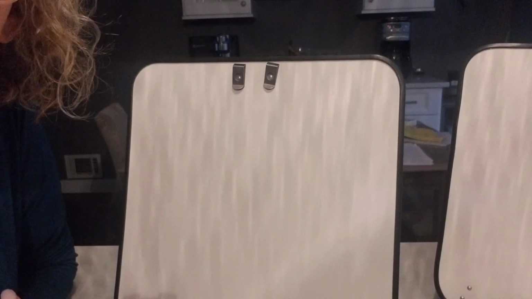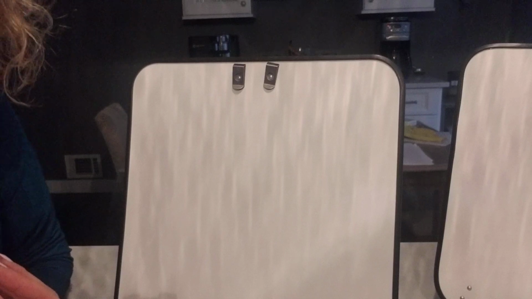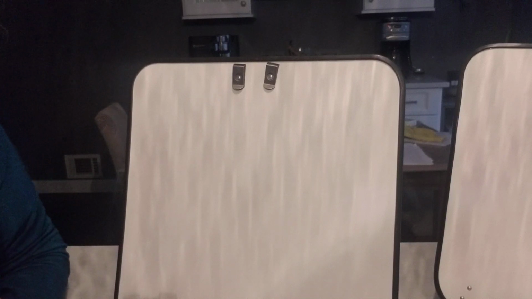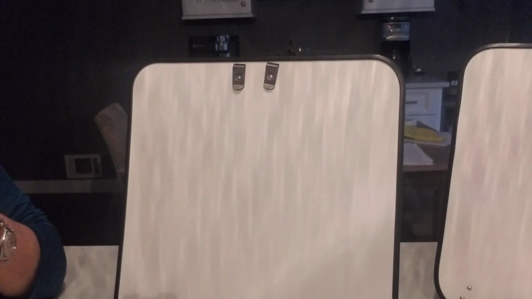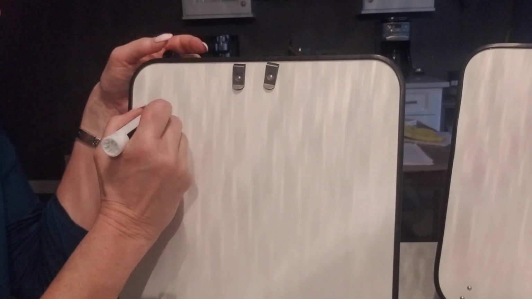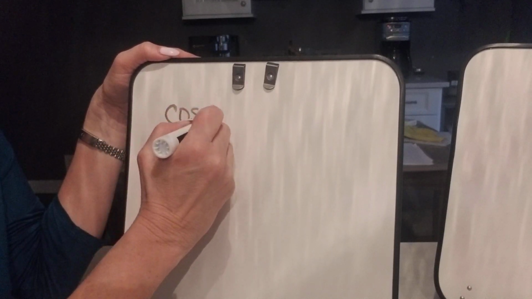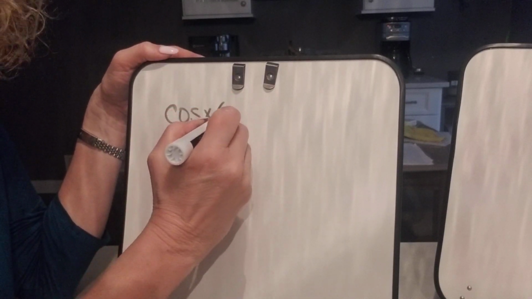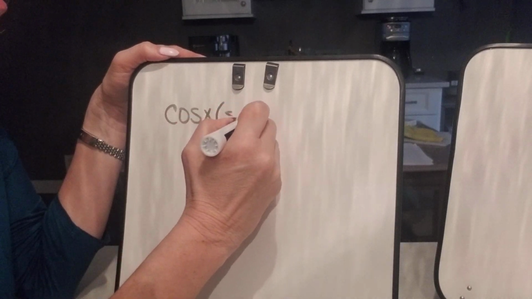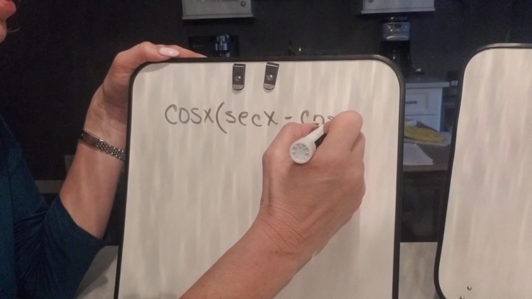Okay, so today we're just going to continue solving different types of problems. Actually, not solving so much as simplifying. So we're still simplifying those equations. I'm just going to show you a few, and then I'm going to give you some homework problems. So here we have the cosine of x times the secant of x minus cosine x.